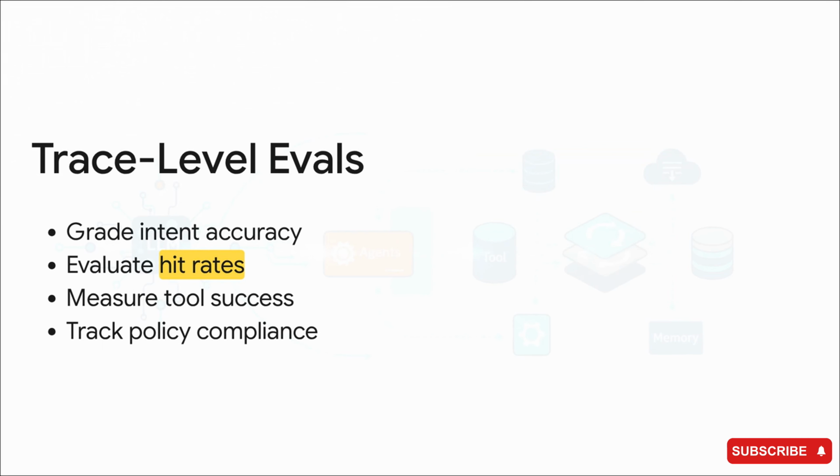Now, what's really interesting about this slide is how we evaluate these complex systems. In production, you need trace-level evaluations. You can never just evaluate the final text output because, hey, an agent could write a beautifully polished email, but it might have pulled the completely wrong refund policy. You must track every single step. Grade intent classification up front, evaluate your vector retrieval hit rates, measure tool call success, and constantly monitor policy compliance. Tracking every step is what separates a little toy demo from a real production-ready product.